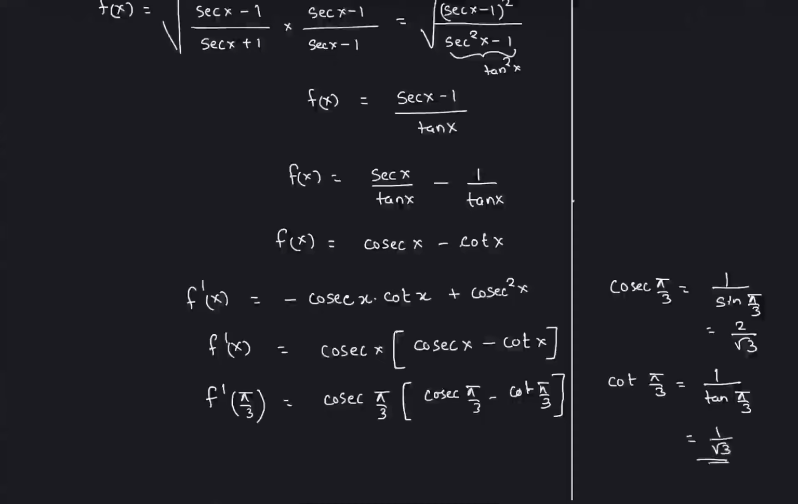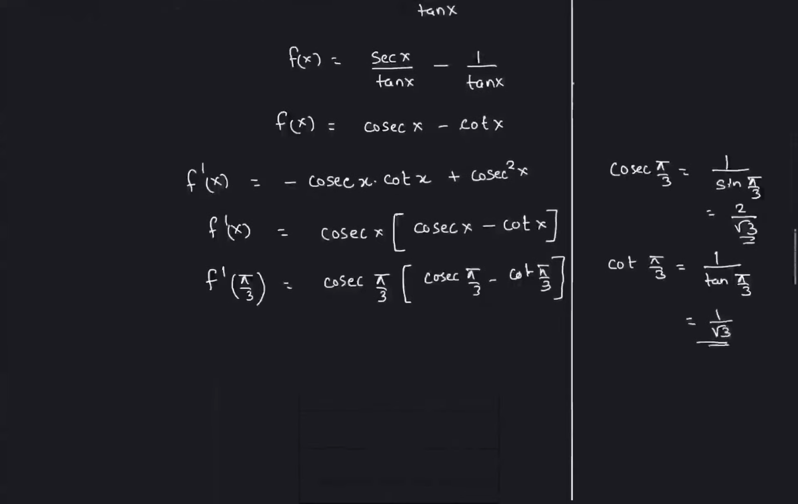So if you plug in these values, you obtain 2 over root 3 multiplied to 2 over root 3 minus 1 over root 3. That gives you 2 over root 3 multiplied to 1 over root 3. That gives you 2 over 3, which was the same answer which we got using the first method.